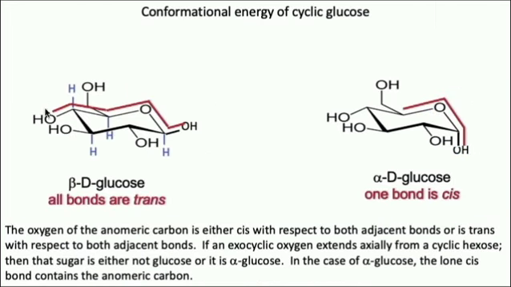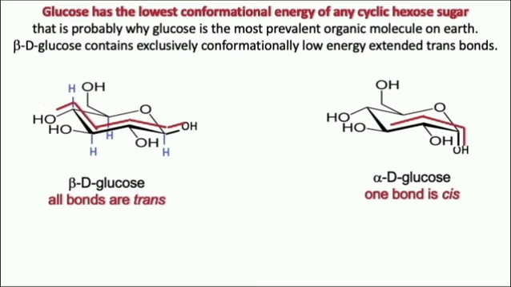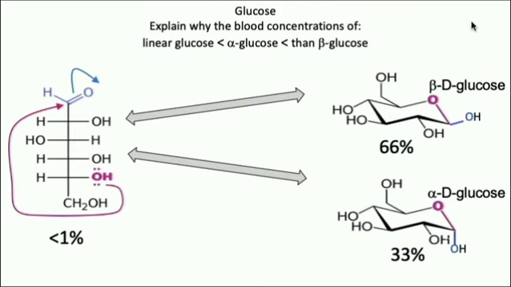And in fact, let me emphasize that by just pointing in red a tracing showing everything is trans going across the top of beta glucose, whereas there's the one cis bond in alpha glucose. We can also look at the bottom trail. It's always the same. A cis bond is going to be higher in energy.